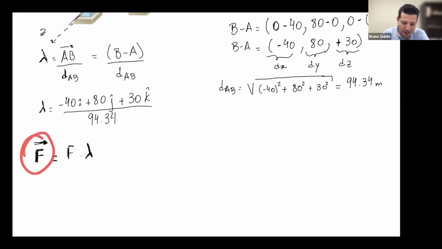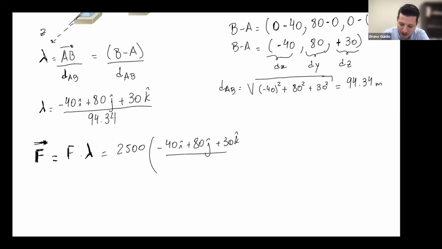To find the force vector, we need to multiply the magnitude, meaning at the end we have 2500 times negative 40i, 80j, 30k, divided by 94.34, okay? So let me do this calculation at once. Try to do this calculation right now.